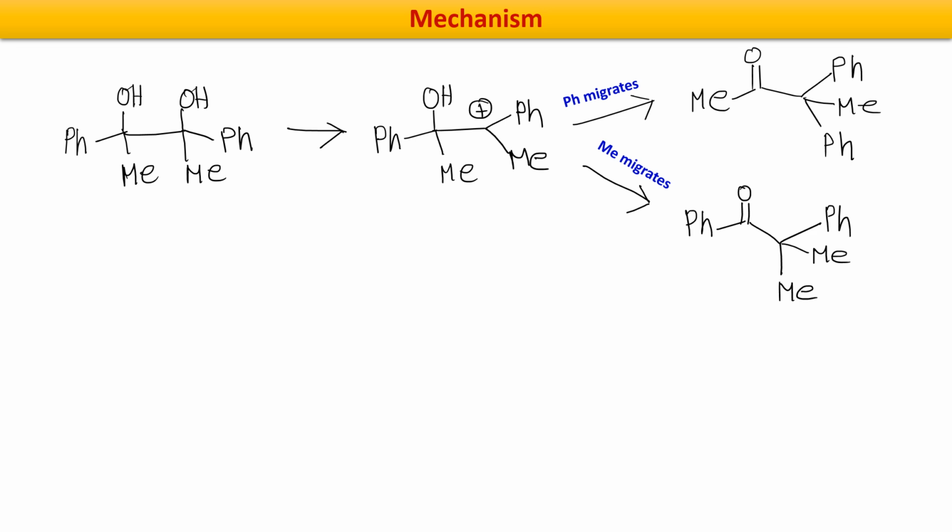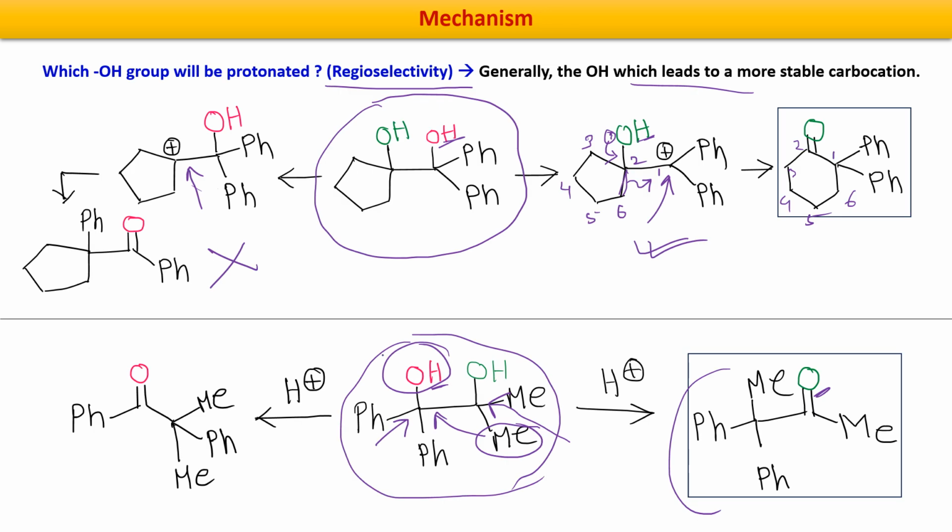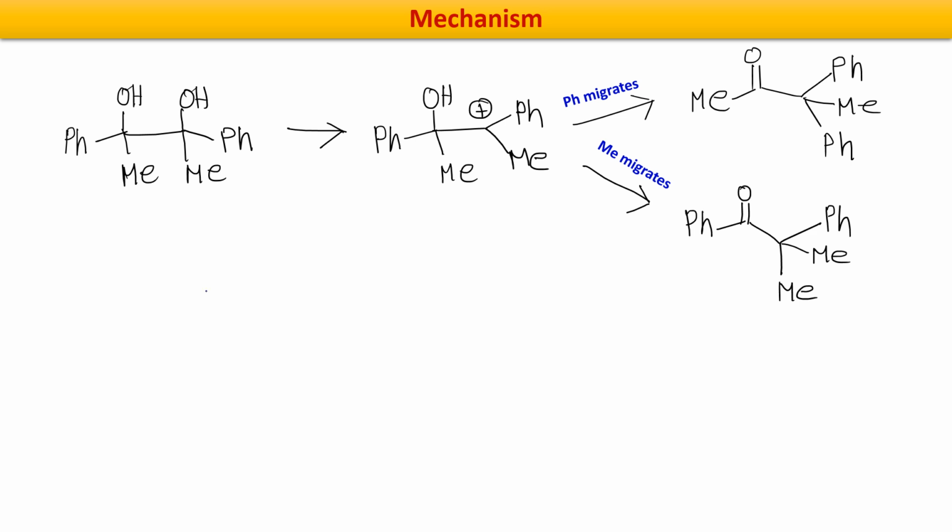Now, migration. Which group will migrate? In the previous example you have seen, just look at this. In the previous example, both the groups, this side or this side, are the same group. Similarly, in the other carbon containing OH, these two groups are the same, right? So on one side it is symmetrical, and the other side is also symmetrical. Now the molecule that we have taken, as a whole it is symmetrical, but if you just focus on one half, obviously there are two different groups.